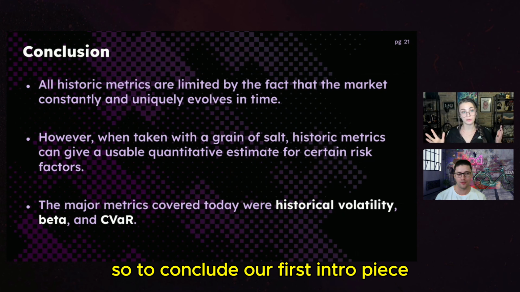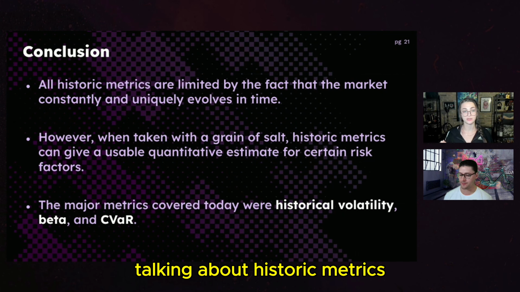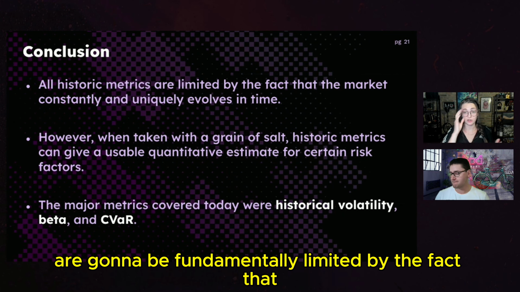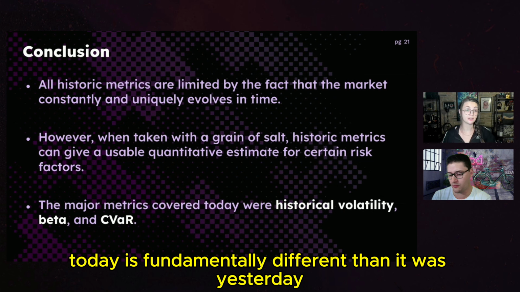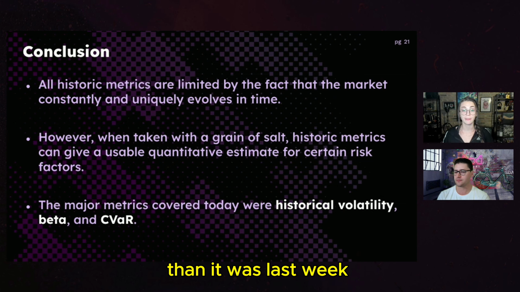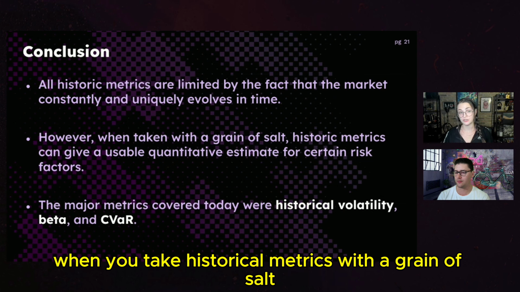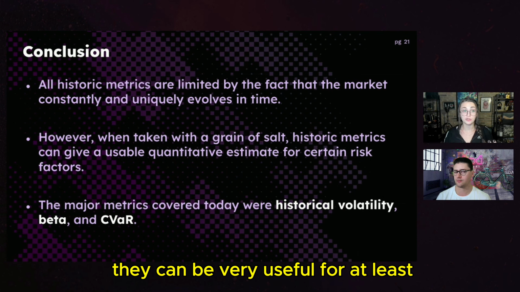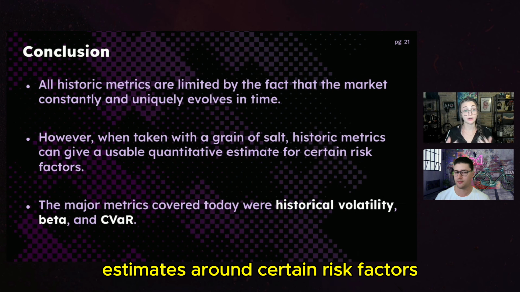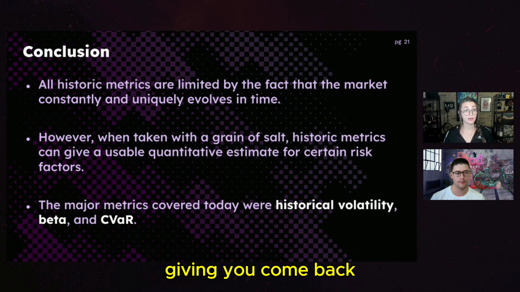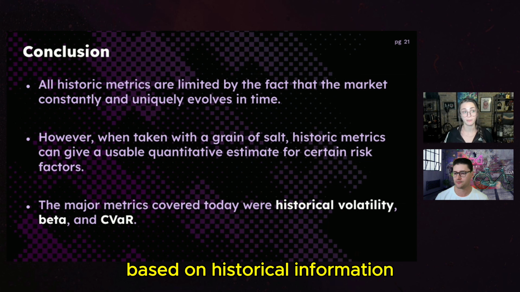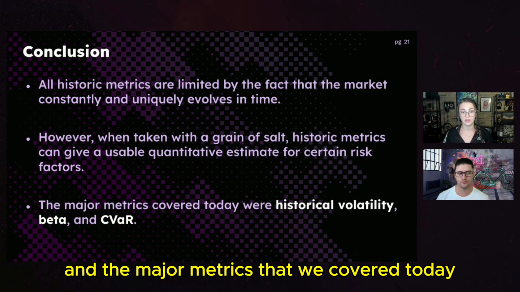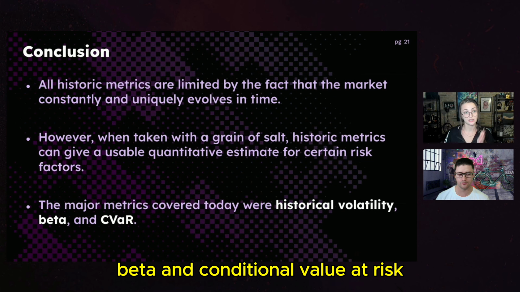So to conclude our first intro piece talking about historic metrics. We know all historic metrics are fundamentally limited by the fact that the market constantly and uniquely evolves in time. The market today is fundamentally different than it was yesterday, than it was last week. But when you take historical metrics with a grain of salt, they can be very useful for at least quantitative estimates around certain risk factors, giving you a scale around what those risks could be based on historical information. The major metrics that we covered today were historical volatility, beta, and conditional value at risk.